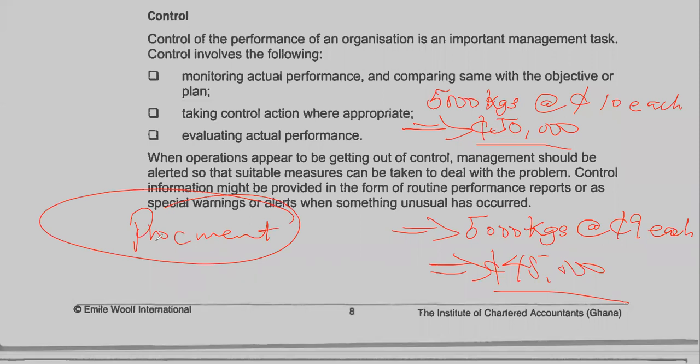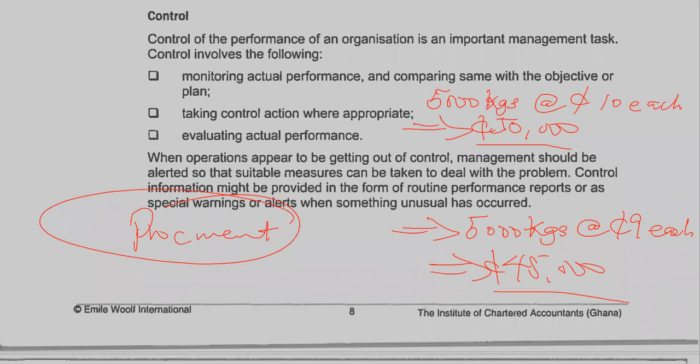So when operations appear to be getting out of control, management should be alerted so that suitable measures can be taken to deal with the problem. Now, control information might be provided in the form of routine performance reports or as special warnings or alerts when something unusual has occurred. So monitoring actual performance and comparing it with what the original plan was is controlling, and taking control action when appropriate, and also evaluating actual performance.